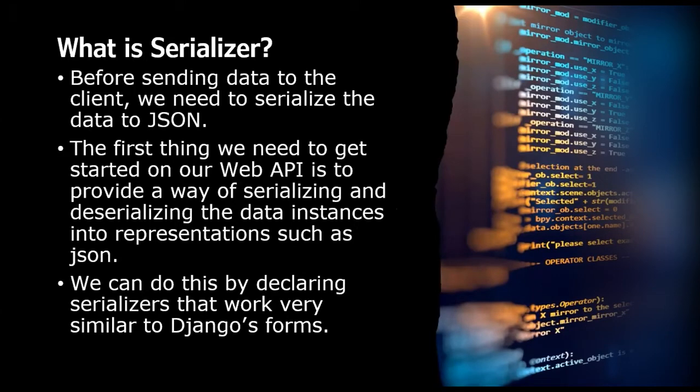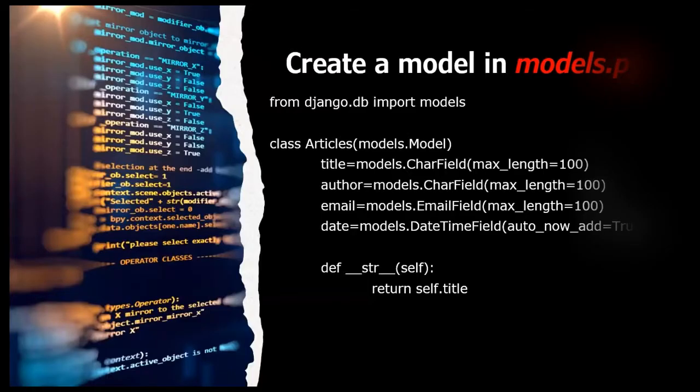Okay. So before sending data to the client, we need to serialize the data to JSON. So the first thing we need to get started on our web API is to provide a way of serializing and deserializing the data instances into representations such as JSON. So we can do this by declaring serializers that work very similar to Django forms. It's time to create our model.